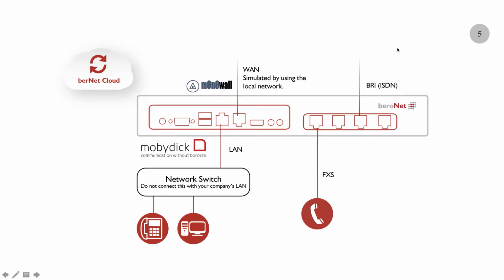Here we have a BRI ISDN connection, as well as an FXS analog telephone connected to this. With the Moby Dick, we're going to be using the Moby Dick's DHCP server to run our LAN connection here with our network infrastructure. And with that, we do have this computer that I'm currently using attached to it, as well as a SIP phone.